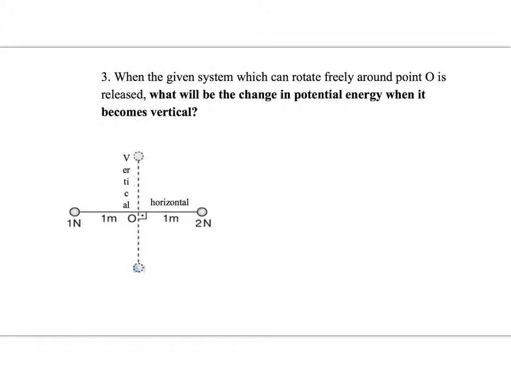Question 3. When a given system which can rotate freely around O is released, what will be the change in potential energy when it becomes vertical? 2 Newton has more weight than 1, so the system will turn in clockwise direction. 2 Newton will come here and 1 Newton will come here. This is the initial position and this is the final position.